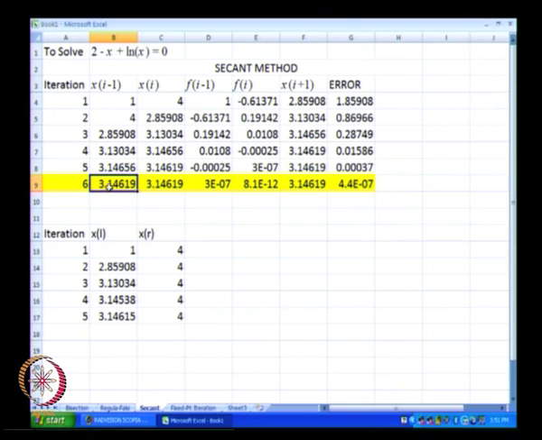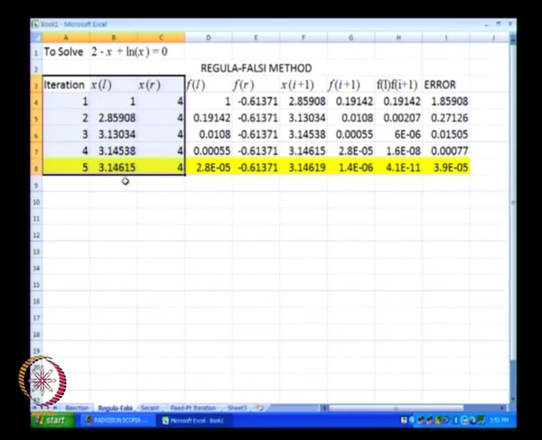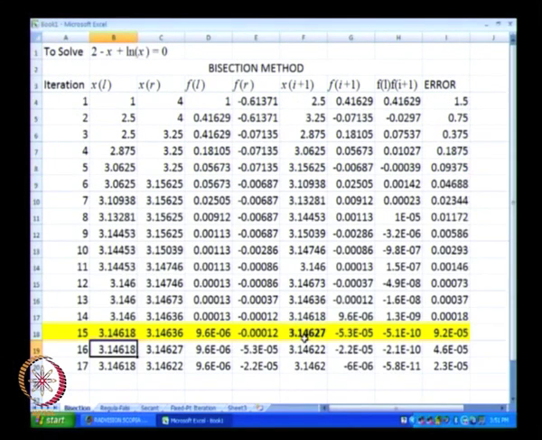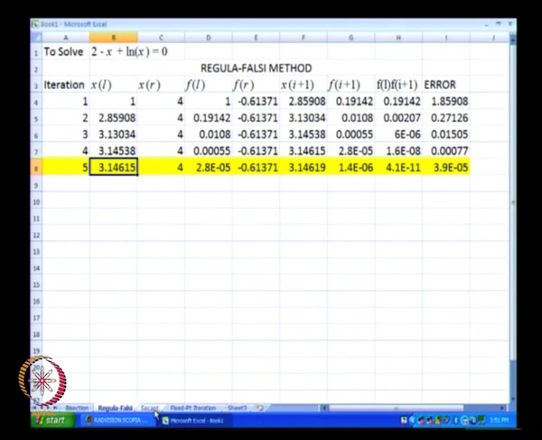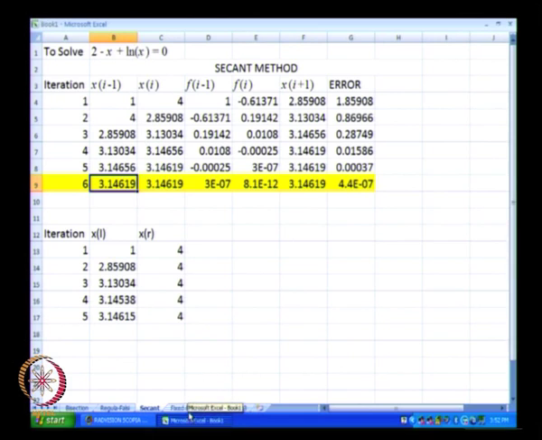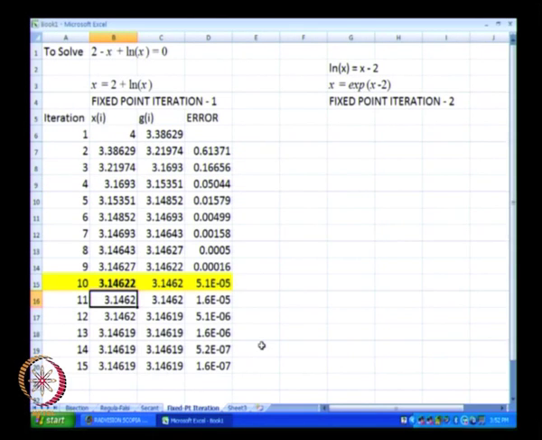So, we can confidently say that the solution is in fact 3.1462, we cannot say anything about the last digit in that solution. If we compare with all the other methods, we will see 3.1462, 3.1462, 3.1462 and 3.1462 is what we get as the solution using all of these methods. So, this was one way of essentially using the fixed point iteration.